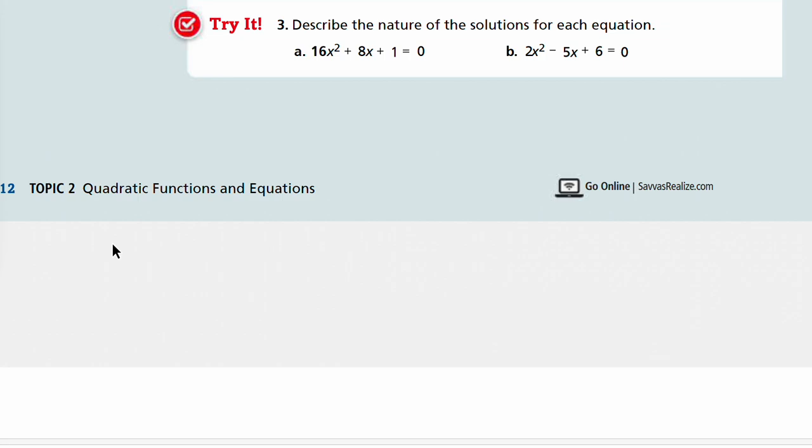Okay. Are we ready? So you don't have to solve for the actual solutions. You have to describe the nature of the solutions for each equation. So that means how many solutions would there be? Is it real numbers or non-real numbers? So you can say either one or two real solutions, one or two non-real solutions, and show work. Right? So how do you know?